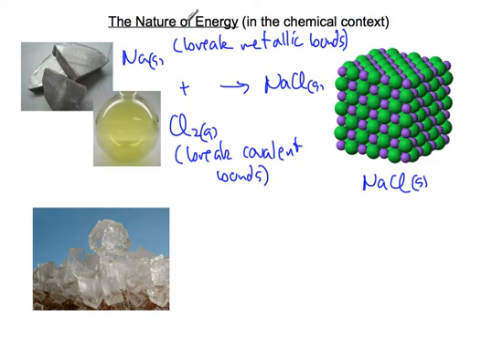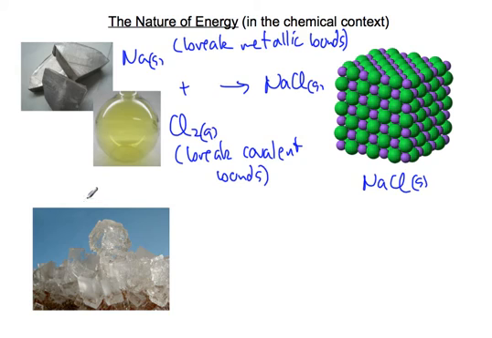And so the nature of energy in the chemical context is that in many reactions you have to break bonds, and that requires the input of energy, and you also form bonds, and that ends up releasing energy. And so there's a balance between those two. And so this is how we end up with endothermic and exothermic reactions. They're not the same. If they're not the same, there must be more energy required or more energy released.